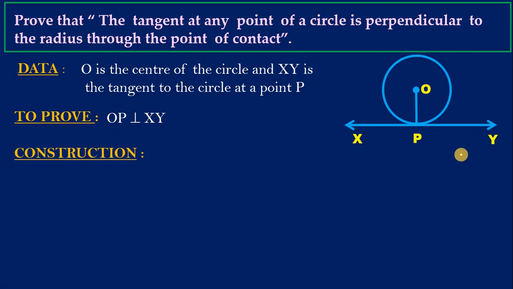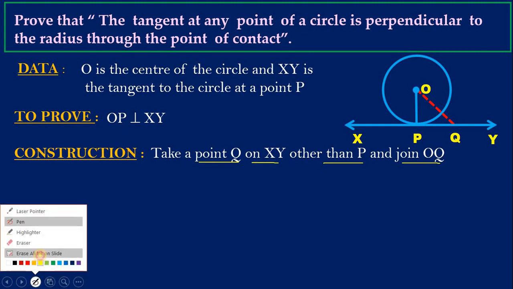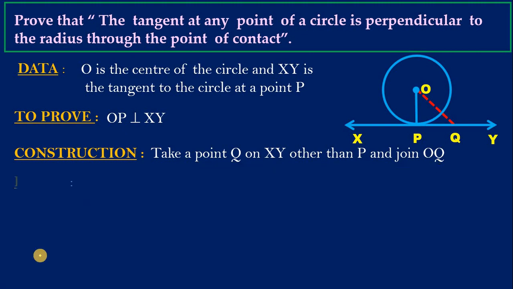Look at the figure. Take a point Q on XY. I have taken one point Q on XY other than P. P is already there. Other than P, you have to take another point and join OQ. So this is the construction: take a point Q on XY other than P and join OQ. Next, let us move on to the last step, that is proof.